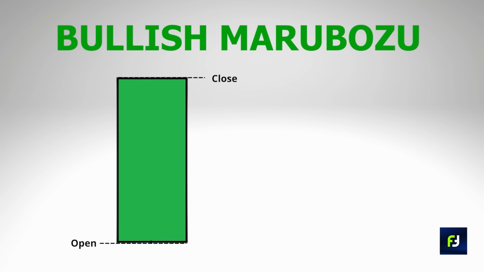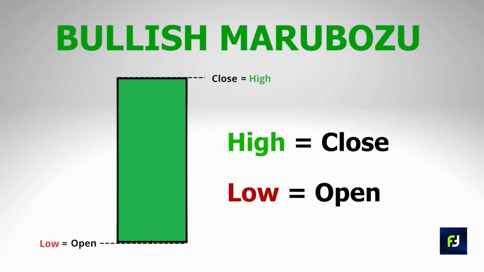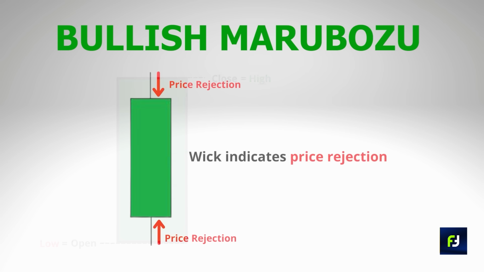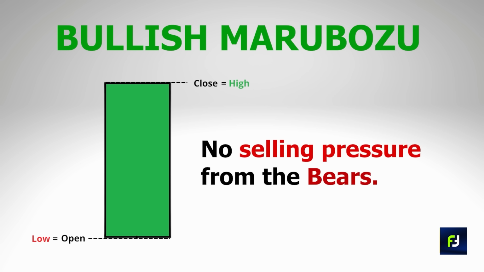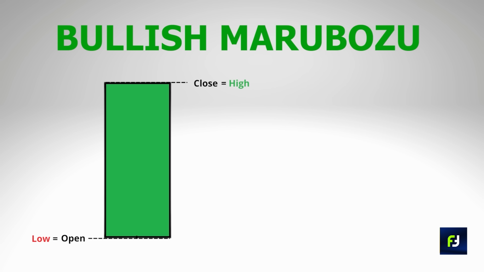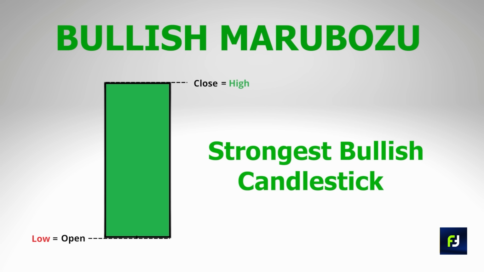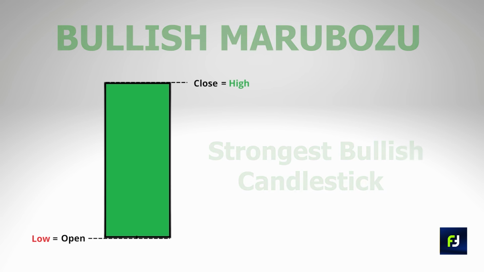Since it is a bullish candle, the buyers are in control, so the closing price is higher than the opening price. Since there are no wicks on either side, the high and low prices coincide with the close and open prices respectively. As a rule of thumb, the wick of a candle indicates price rejection or opposition by the opposite party. In case of a bullish Marubozu, the open and low prices coincide, and similarly the high and close prices coincide, which means that there is no selling pressure from the bears. That brings us to the conclusion that bullish Marubozus are the strongest bullish candles we can find on a chart.